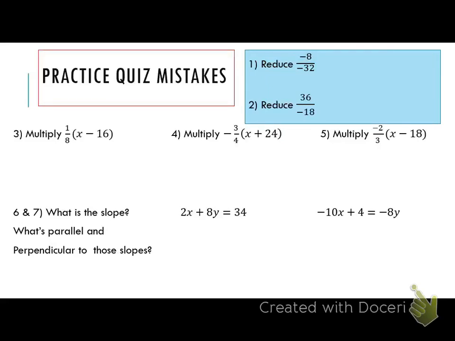So you have a paper that says practice quiz mistakes. You can put your name at the top. There were a lot of fraction mistakes, and then we're going to practice some fractions even at the end because there are more fractions that will appear on your test review.